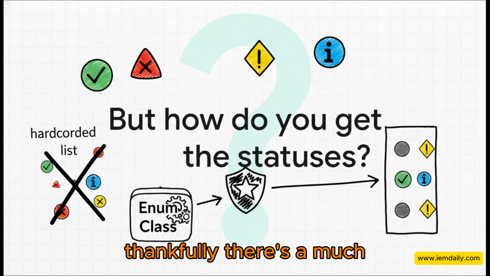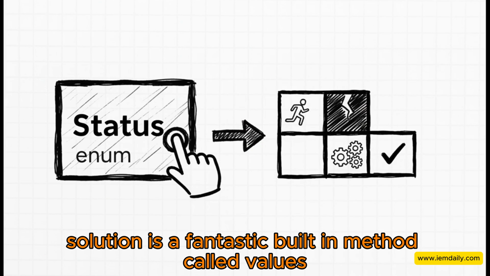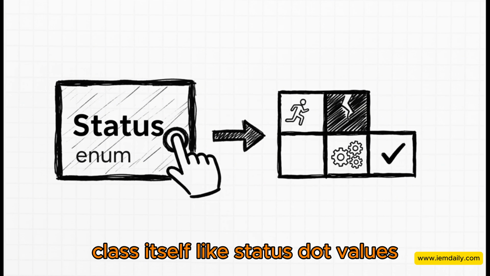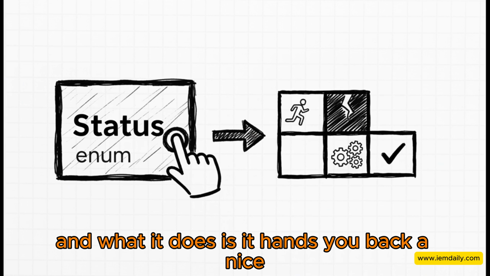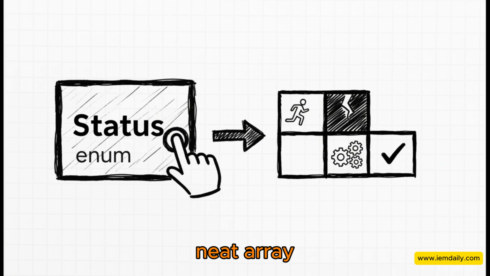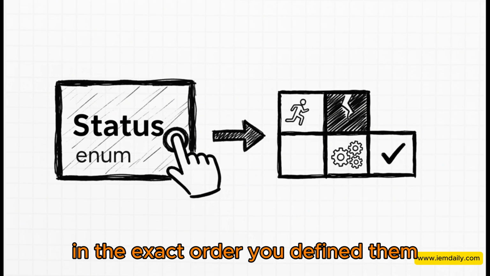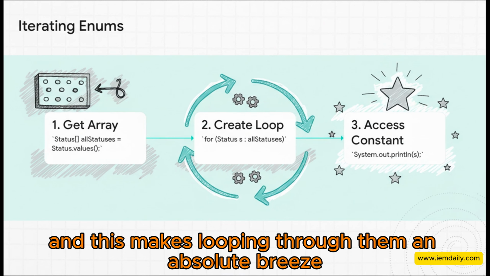It's just asking for trouble. Thankfully, there's a much, much smarter way. The solution is a fantastic built-in method called values. It's a static method, which means you call it directly on the enum class itself, like Status.values, and what it does is it hands you back a nice, neat array with every single one of your constants in it, in the exact order you defined them.